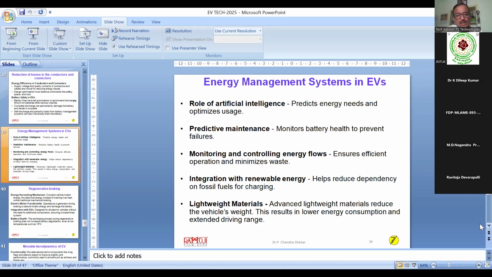Now car owners are also coming with semiconductor devices, that is, solar rooftops. It may not charge 100%, but 10 to 15%, at least infotainment systems can be handled directly with the solar panel mounted on the rooftop of the car. Now, lightweight material: advanced lightweight material reduces the vehicle weight. This results in lower energy consumption and extended driving range. These are the areas the people are working on.